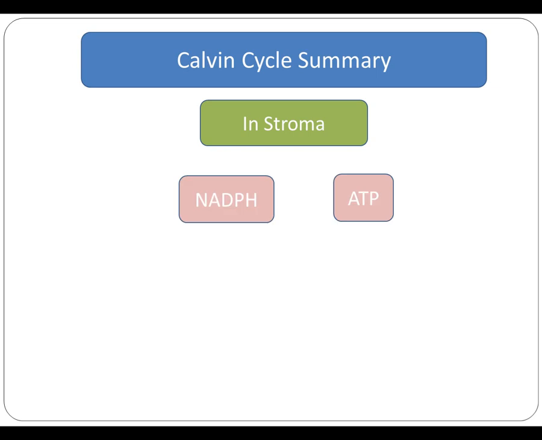In summary, the Calvin cycle happens inside of the stroma. We already identified that. Before we get to what it's going to give us, what's it going to use? Repeating, NADPH and ATP, which came from? Photosystem 2 and photosystem 1. It's going to use this potential, this energy.